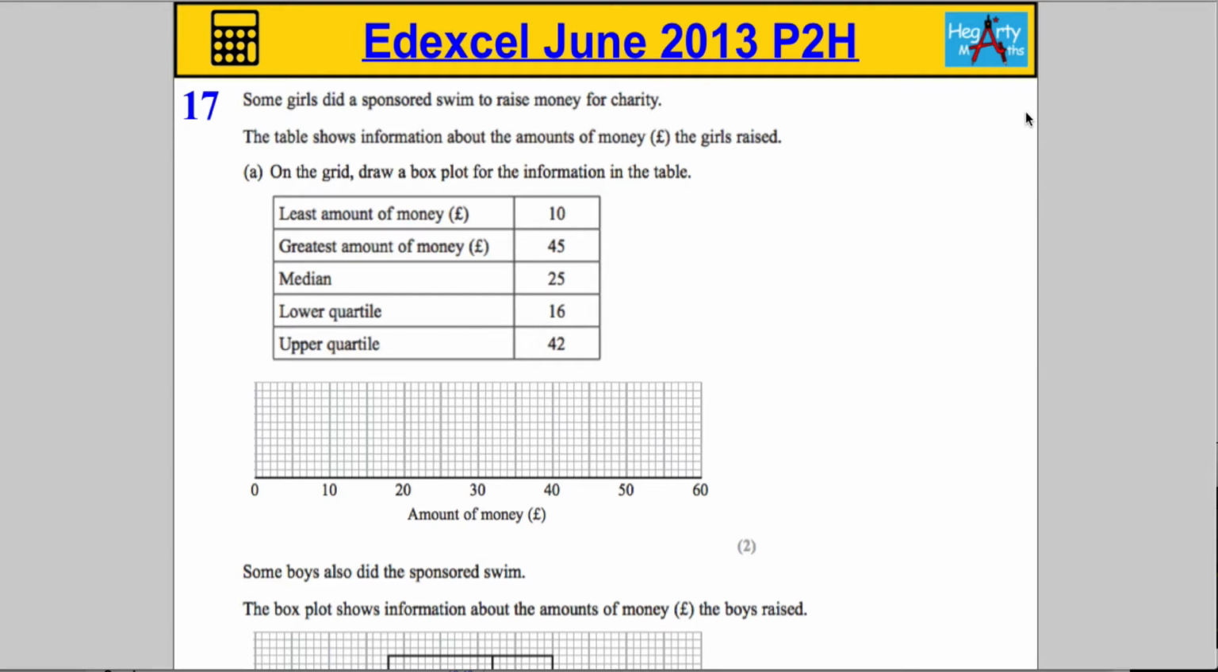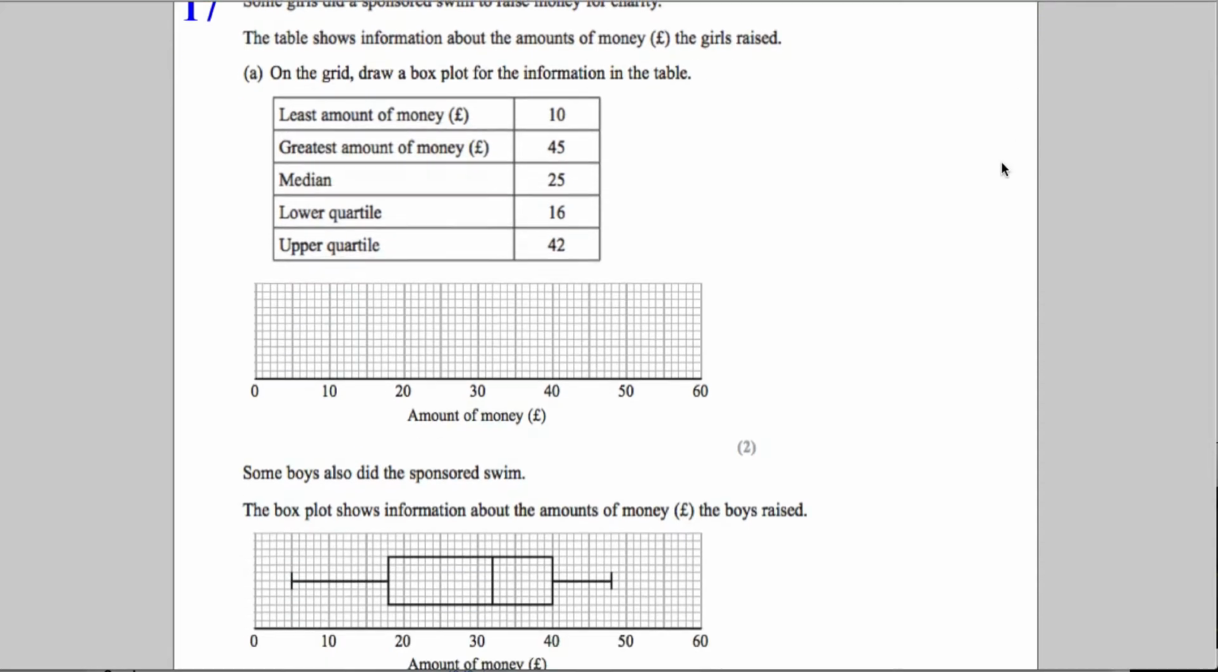Question 17. Some girls did a sponsored swim to raise money for charity. The table shows information about the amounts of money the girls raised. A. On the grid, draw a box plot for the information in the table. Okay, and then there's also further parts to this question.